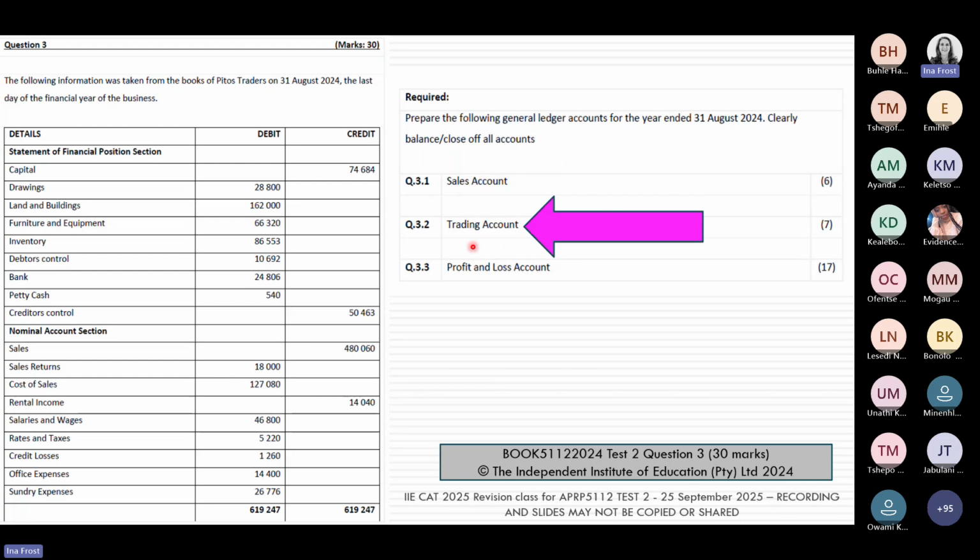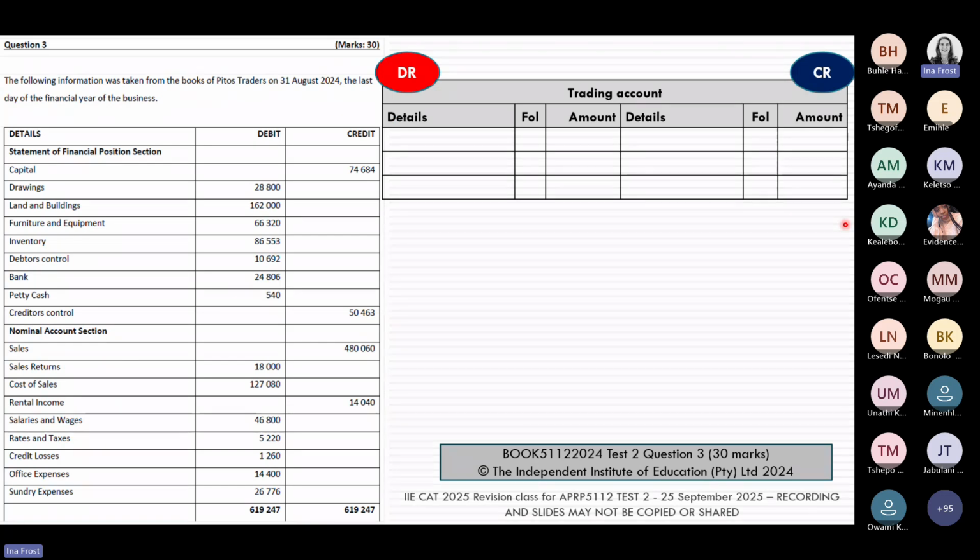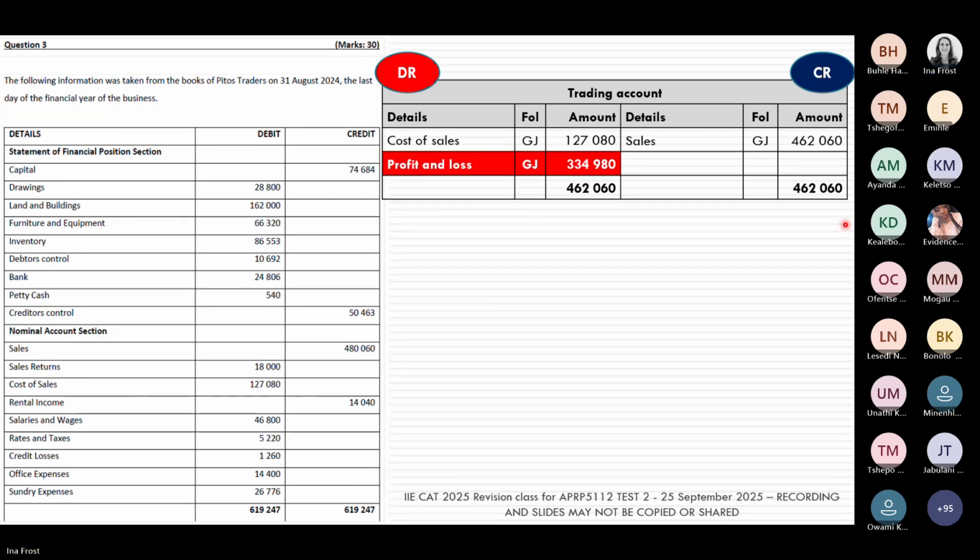Question number 2, now they want us to do the trading account, and that's for 7 marks. So what did we say goes into the trading account? Sales, sales returns, and cost of sales. We're going to use that to calculate the gross profit. So let's go and prepare our trading account. We're going to put in the sales, sales returns, and cost of sales. The difference between your sales and cost of sales is your gross profit, and this gross profit gets taken to the profit and loss account.